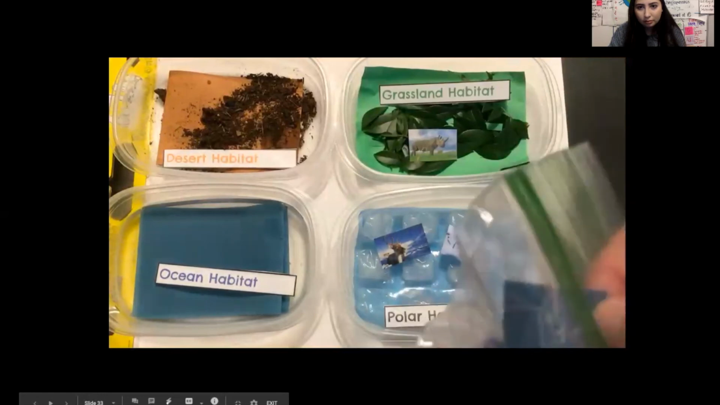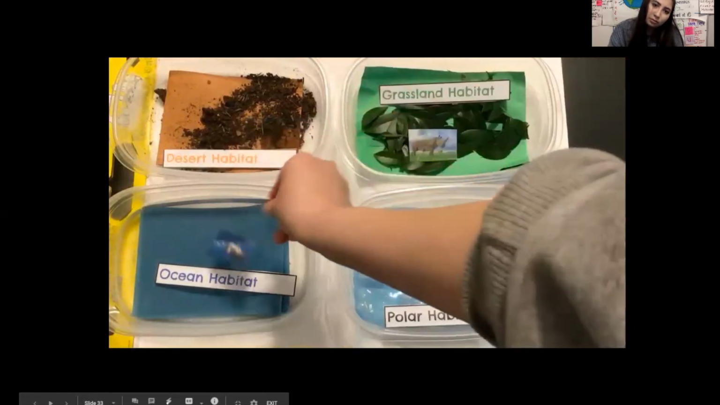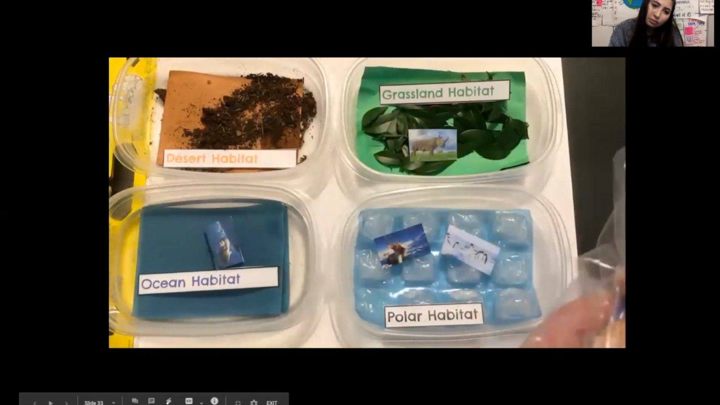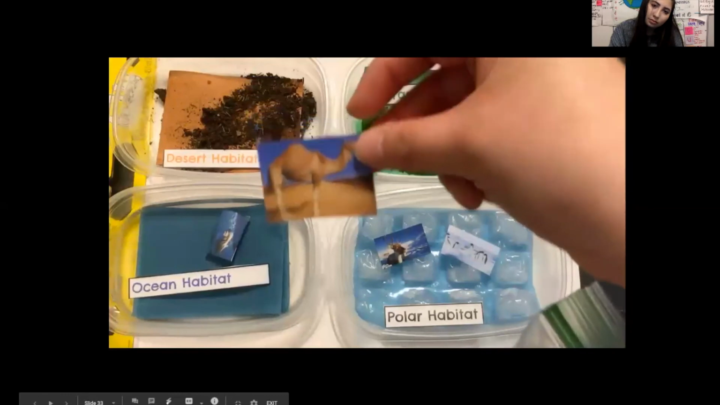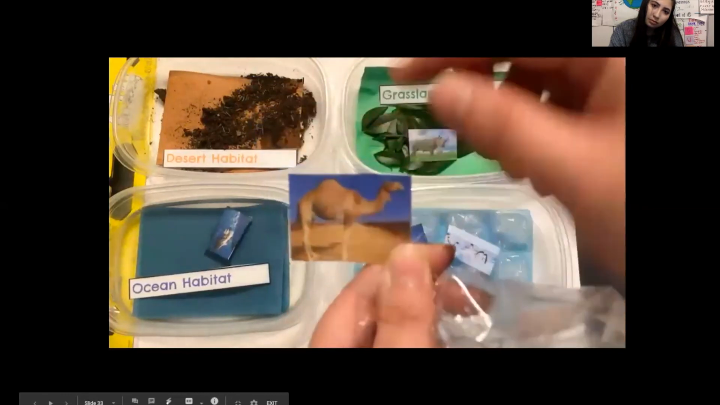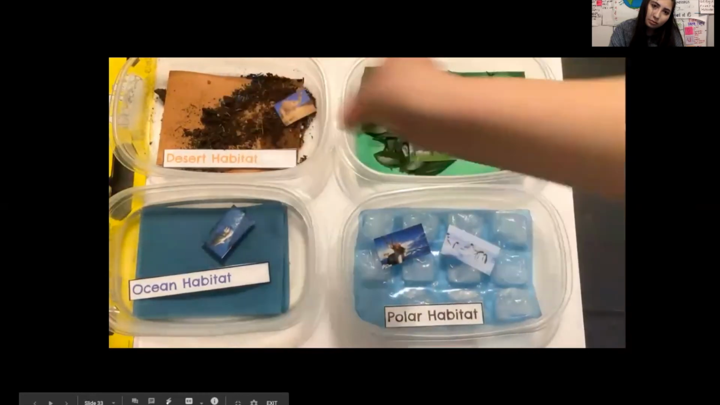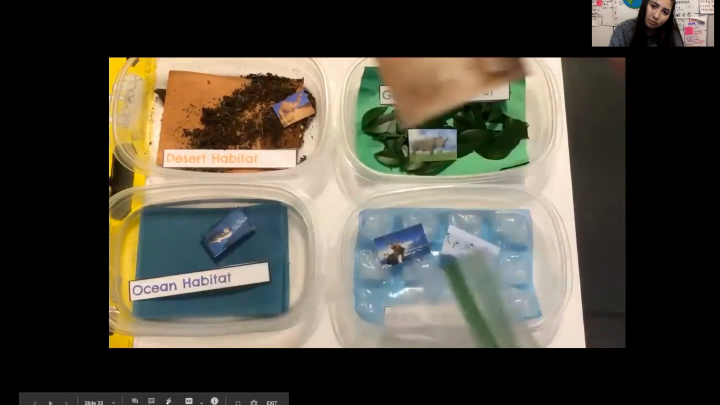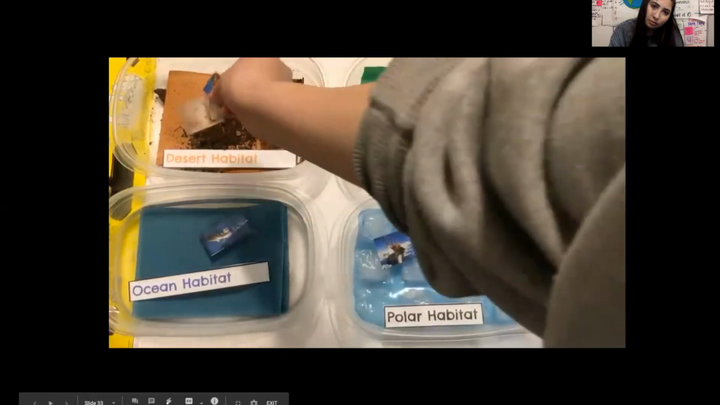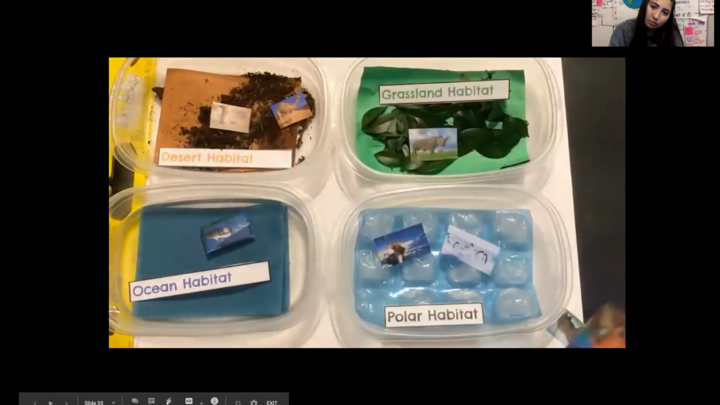And I'm just going to quickly go through some more. Here's a dolphin. A dolphin goes in a sea or an ocean habitat. And look at it floating, swimming around. I have a camel. We know that camels have humps to save water because in the desert habitat, there's not a lot of water. And I'm just going to quickly go through the rest that I have. I know a meerkat lives here. Oh no! A meerkat lives in the desert.